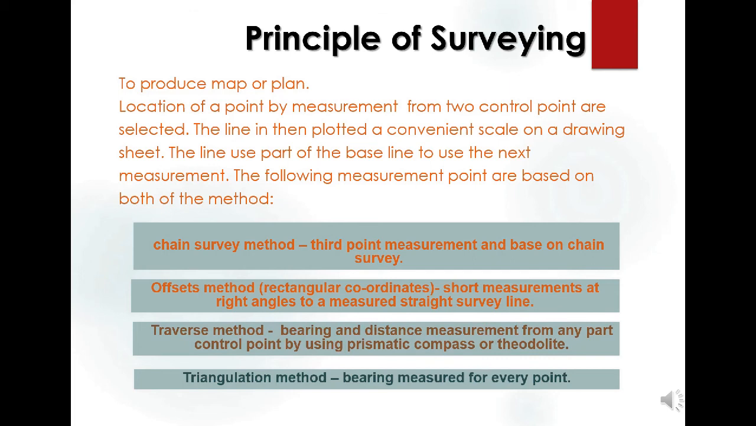Chain survey method, third point measurement based on chain survey. Offsets method, rectangular coordinates, short measurements at right angles to a measured straight survey line. Traverse method, bearing and distance measurement from any part control point by using prismatic compass or theodolite. Triangulation method, bearing measured for every point.